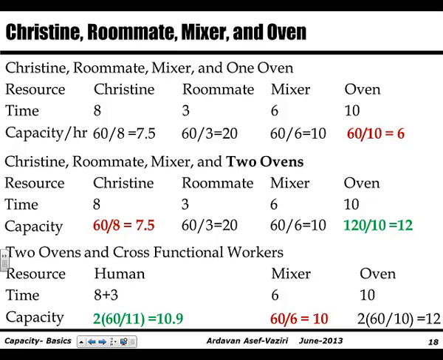Utilization of the 3 resources: the capacity of this one is 10.9, this one is 10, and this one is 12, but we can maximally produce 10 units. As we will discuss later, no resource can perform at 100% capacity. Therefore, the best we can do is to produce 10 units per hour. This is the utilization of human resources, this is the utilization of the mixer, and this is the utilization of the oven.